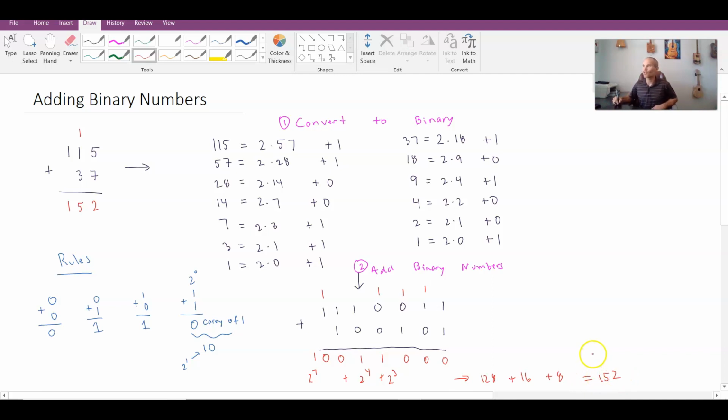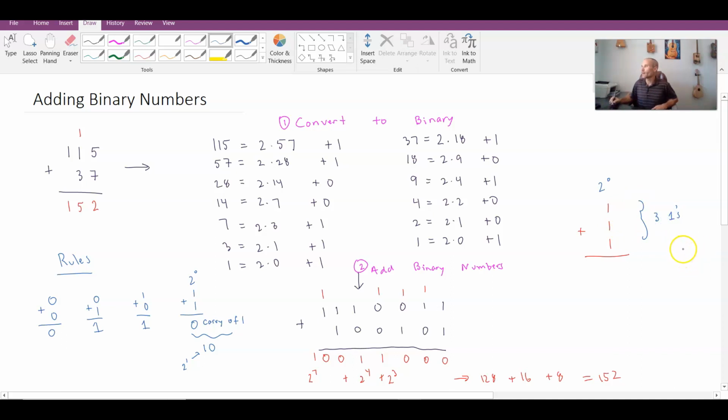Now, one other situation that might arise is what happens if we have a carry of a 1, but suppose this was a 1 and a 1 and a 1. So if I had 1, 1, 1, and I added these together, if this represented 2 to the zeros, let's just say that was in perhaps our first column, then this basically says I have 3 ones.